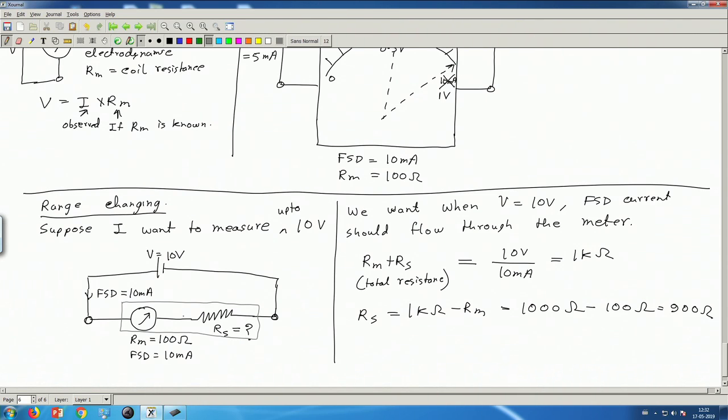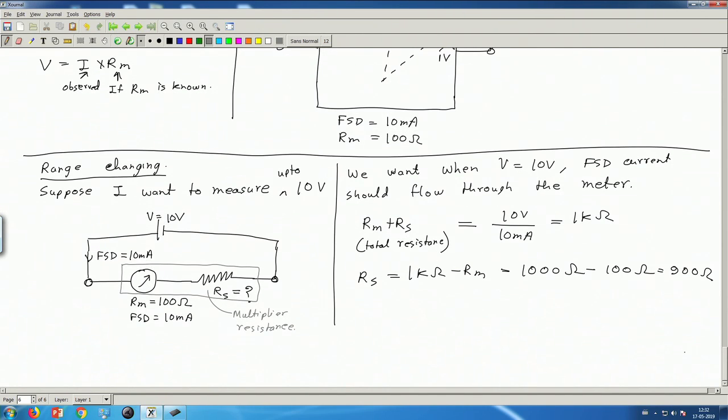Now, this resistance is sometimes called the multiplier resistance. The series resistance is called multiplier resistance. Okay. So, let me just write the name. This is multiplier resistance.